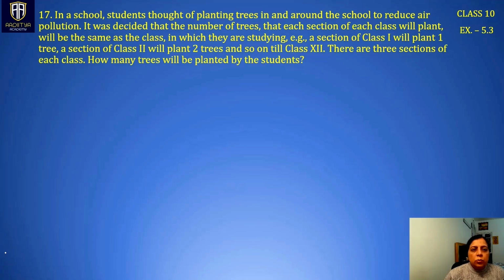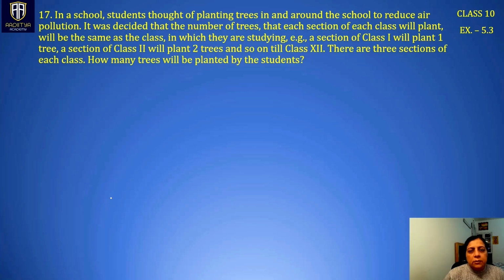Next question is, in a school, students thought of planting trees in and around the school to reduce air pollution. It was decided that the number of trees that each section of each class will plant will be the same as the class in which they are studying. For example, a section of class 1 will plant 1 tree. Section of class 2 will plant 2 trees, and so on till class 12. There are 3 sections of each class. How many trees will be planted by the students?